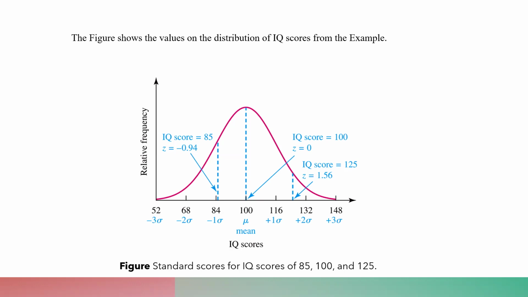If I wanted to look at what a particular score was, I could do that using z-scores. We don't need to worry about that so much. I just wanted to mention we can talk about ones that are not right at a standard deviation. Like 85 is negative 0.94 standard deviations, so it's not quite negative one. And an IQ score of 125 is up 1.56 standard deviations.